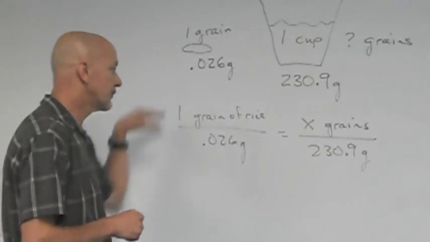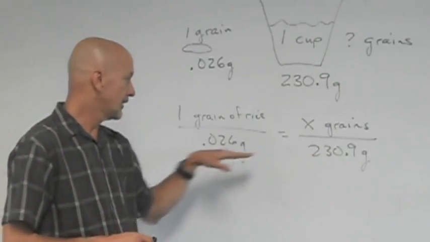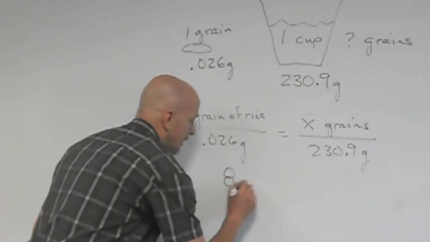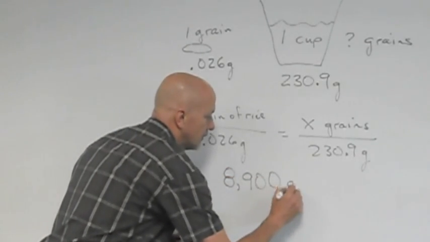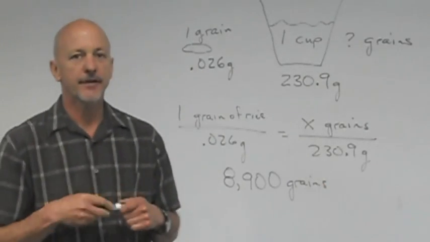Of course, when I cross multiply and divide, I find that what I am doing is I'm taking this mass and dividing by 1, and you get a number of about 8,900 grains. So that's a much faster way of counting.